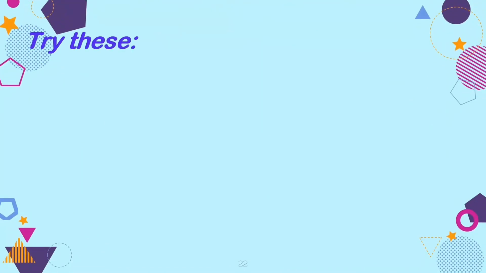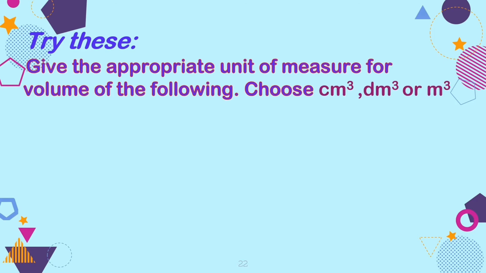Now please try this. Give the appropriate unit of measure for volume of the following. Choose cubic centimeter, cubic decimeter, or cubic meter. Number 1. What is the appropriate unit of measure for the volume of lunch bags?